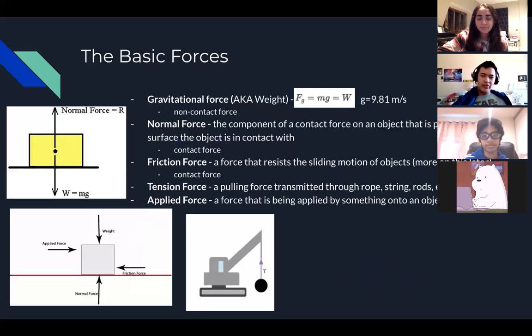We also have friction forces. A friction force is a force that resists the sliding motion of objects. And we'll talk about that more in a little bit. Friction is a contact force.